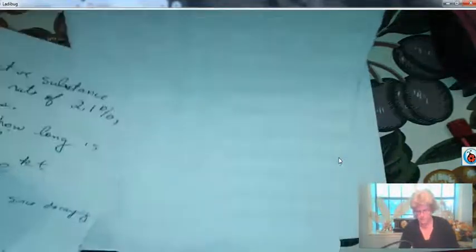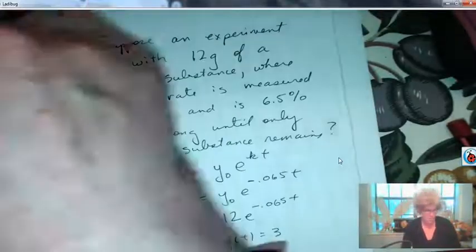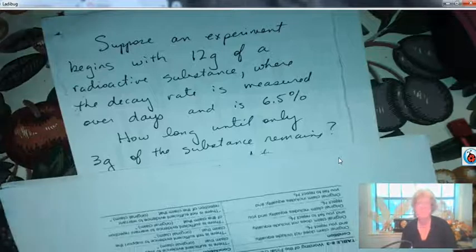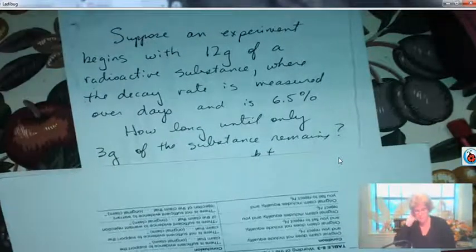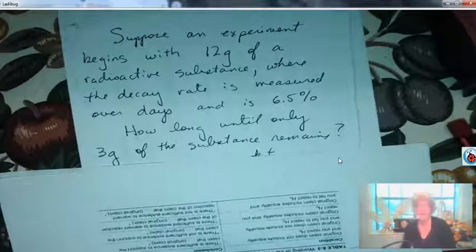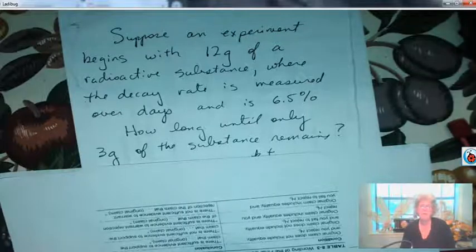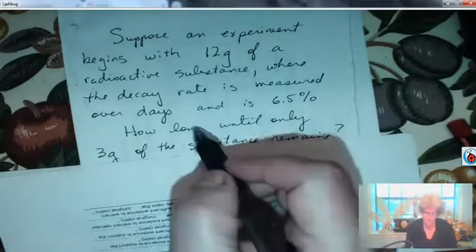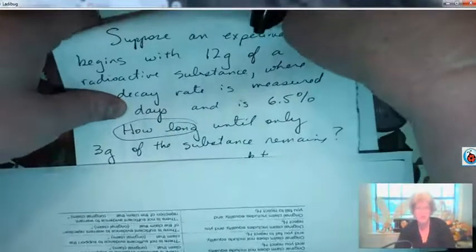Let's see if we have time for one more. Okay, suppose an experiment begins with 12 grams of a radioactive substance where the decay rate is measured over days and is 6.5%. How long until only 3 grams of the substance remains? So again, you're going to have to solve that for t, for time.